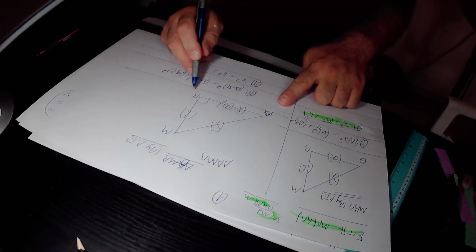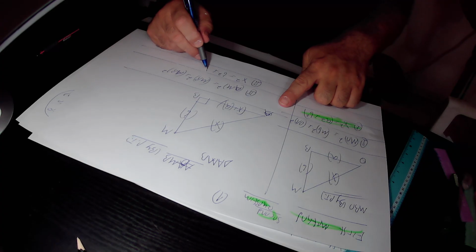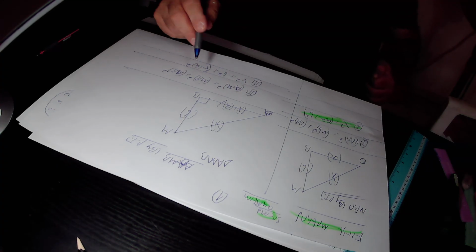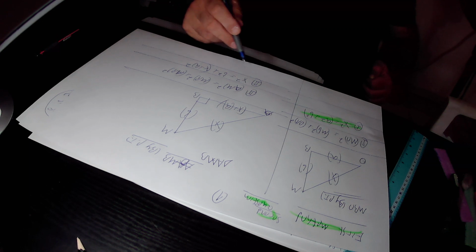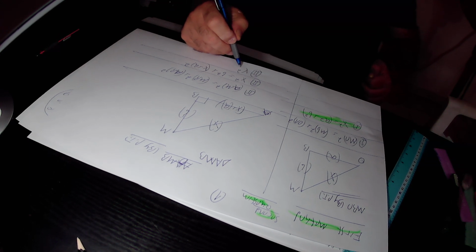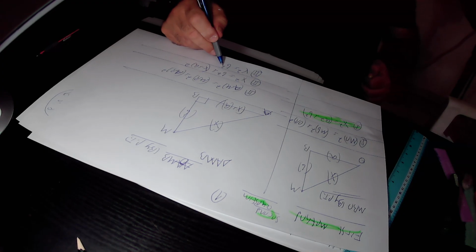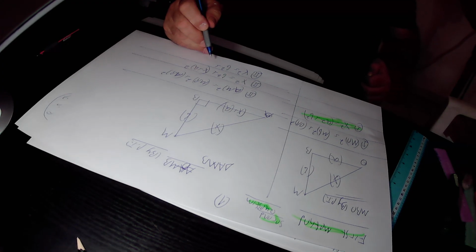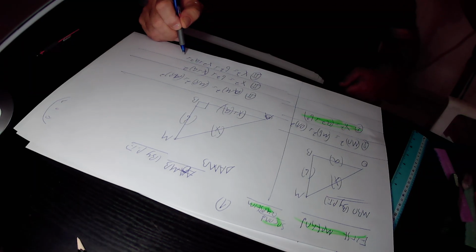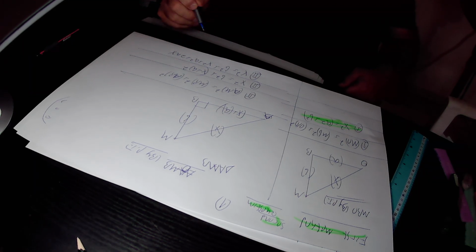Plus AB squared. AB is x plus a, therefore AB squared is (x plus a) squared. So in total, according to the Pythagoras theorem, in this right triangle, we found out that x squared equals b squared plus (x plus a) squared. This is according to equation 2. (x plus a) squared equals x squared plus a squared plus 2 times a times x.